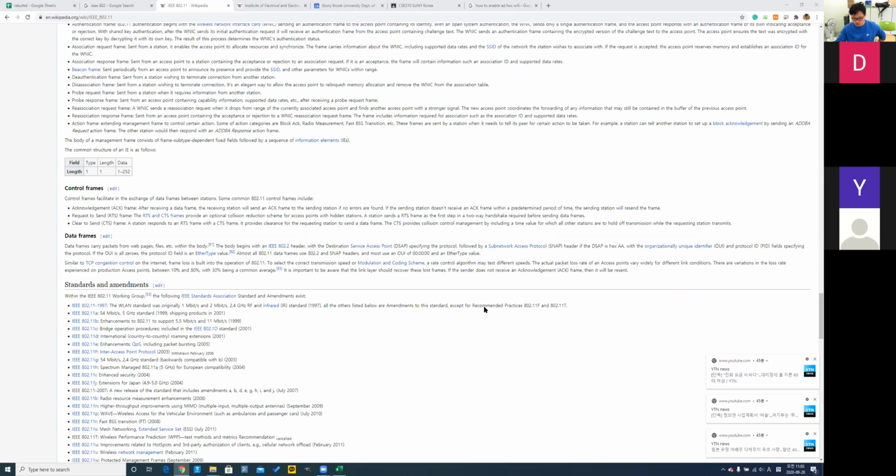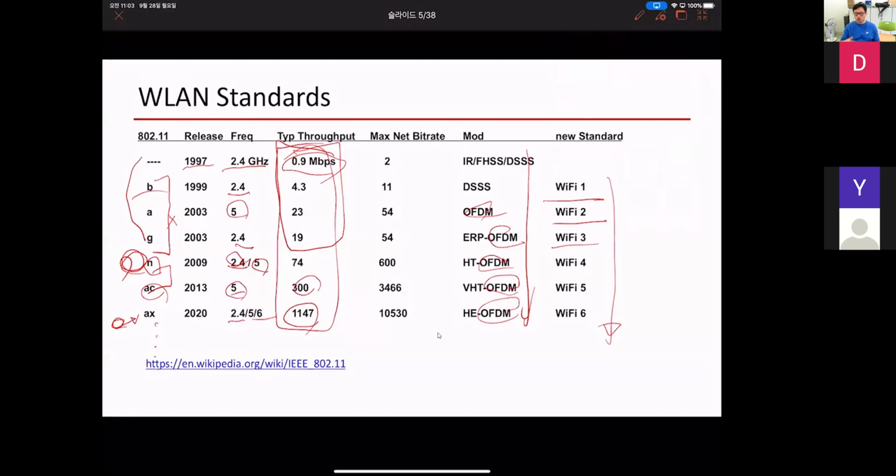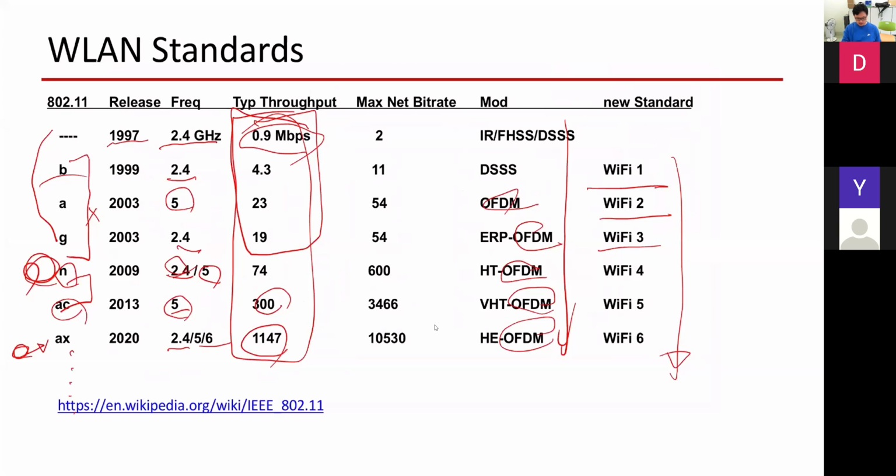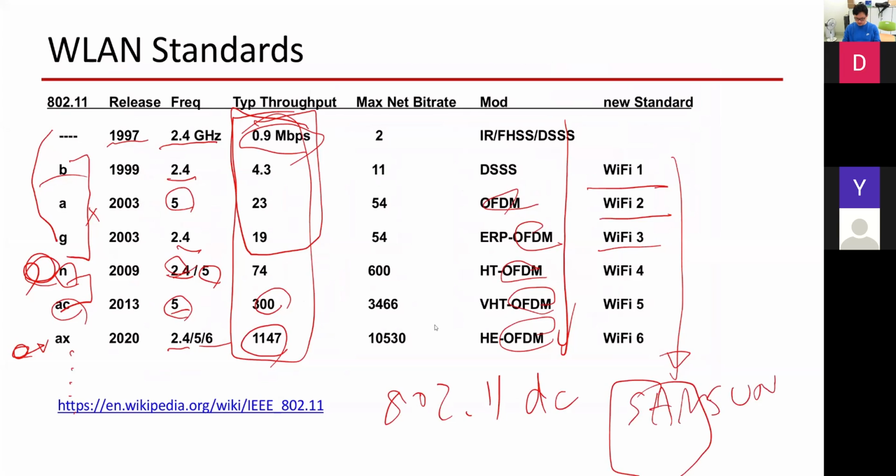So how do you make your own standard? What's the successful scenario? How do you get a Wi-Fi standard named after you? Let's say 802.11 David Choi, DC. How can you make this? How can you be successful? In Korea, there's Samsung and ETRI.